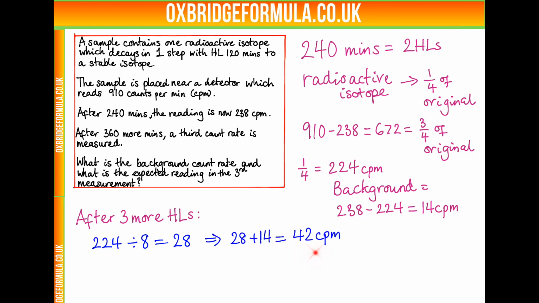So the answer must be H. So we have 14 counts per minute from the background radiation, and then the expected reading on the third measurement is 42 counts per minute.